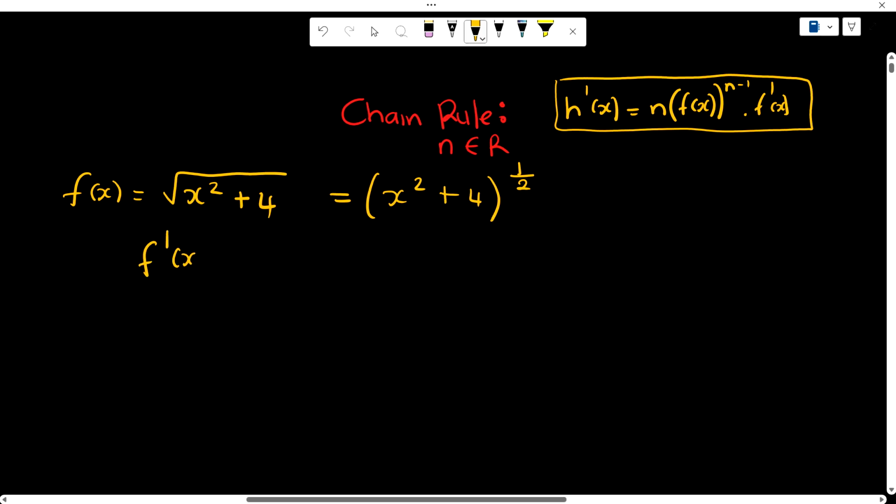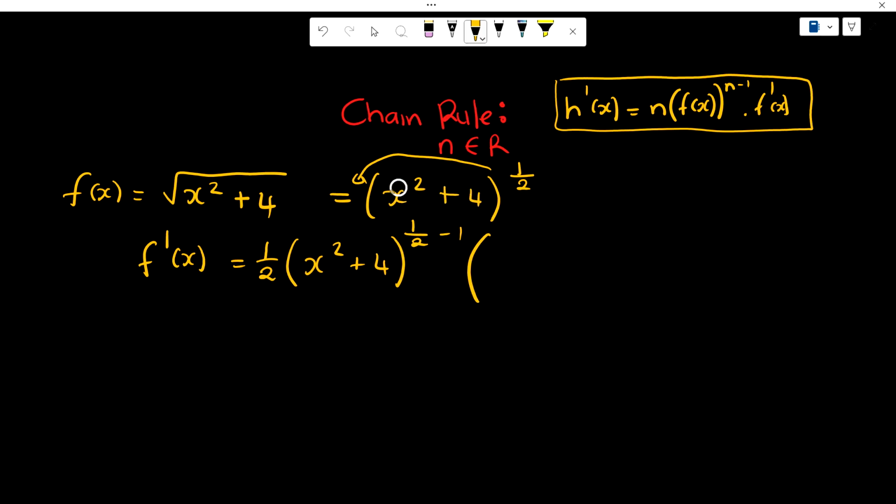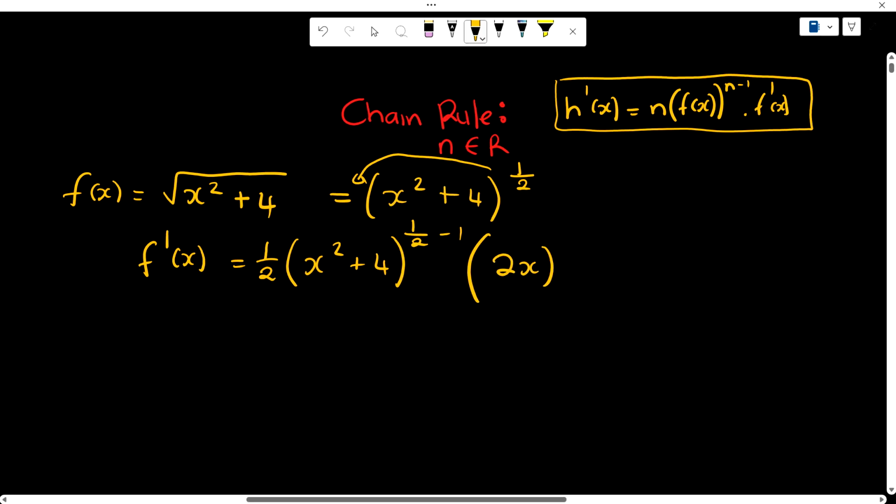Therefore I have f'(x) is equal to, take the half in front, so a half times whatever is inside we leave as is, x squared plus 4, and then to the power a half, you subtract that by 1, and then times the derivative of what's inside there, which is 2x, right? And if I solve this one here, I have a half, and then a half minus 1 will give me negative 1 half.